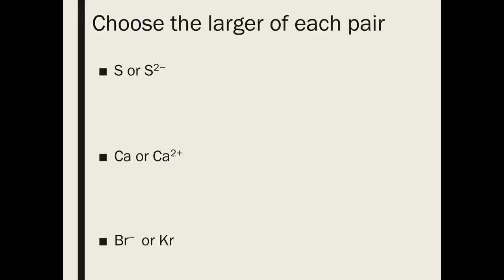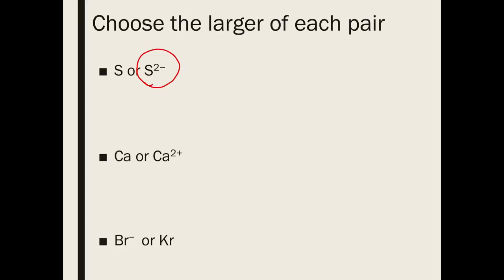So go ahead, pause, try this out. Choose the larger of each pair. In going over this, S versus S2 minus, the anion is always going to be larger. As we gain more electrons, we have to account for that repulsion, and so when we gain 2 electrons, that atom gets bigger. The opposite is also true: if we lose electrons, the atom gets smaller.